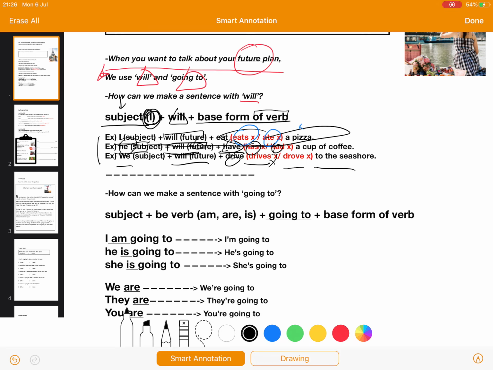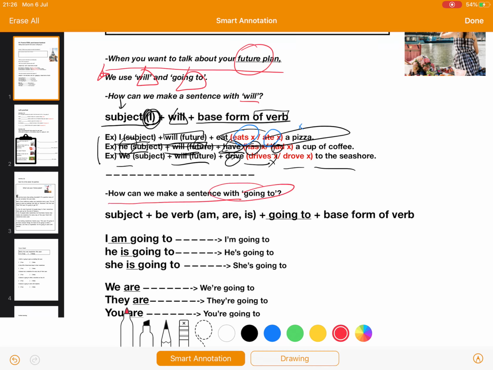So no matter what the subject is, we stay with will, and then we follow with the base form of the verb. So I will eat, I will have, I will drive.